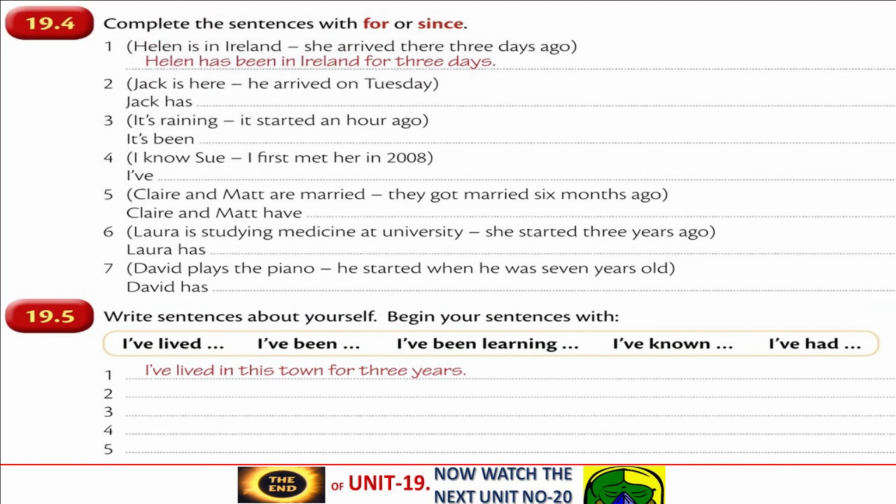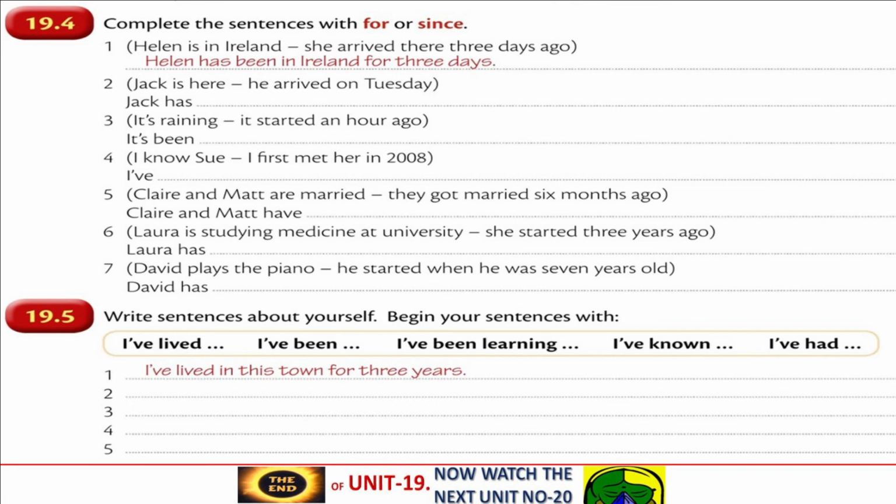Now, exercise number 19.4. Complete the sentences with for or since. Number 1. Helen is in Ireland. She arrived there 3 days ago. Helen has been in Ireland for 3 days. Number 2. Jack is here. He arrived on Tuesday. Jack has been here since Tuesday. Number 3. It's raining. It started an hour ago. It's been raining for an hour.